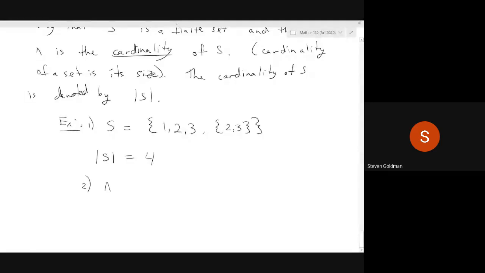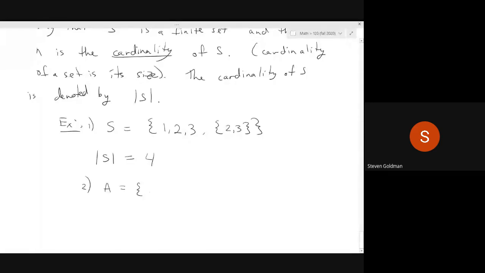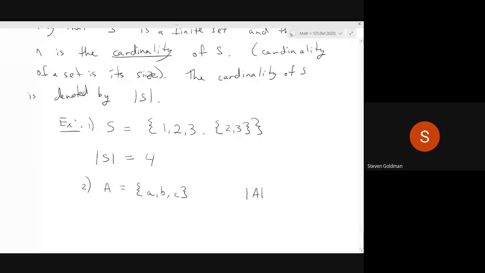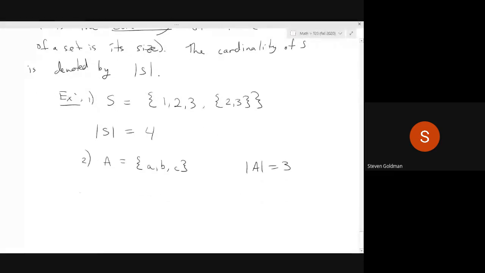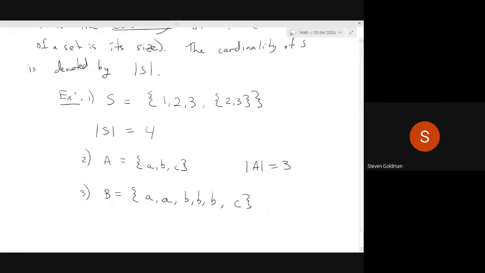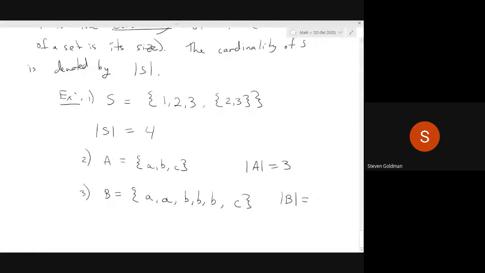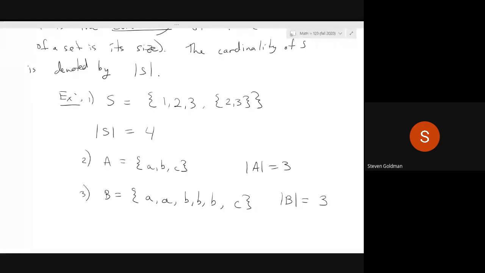Next example. Let's say I have a set A whose elements are A, B, C. So the cardinality of A would be 3 in this example. Let's say I have a set B whose elements are A, B, B, B, C. The cardinality of B in this example would be 3. Why 3? Again, because we only count the distinct elements, right? In the definition, we said we look only at distinct elements.